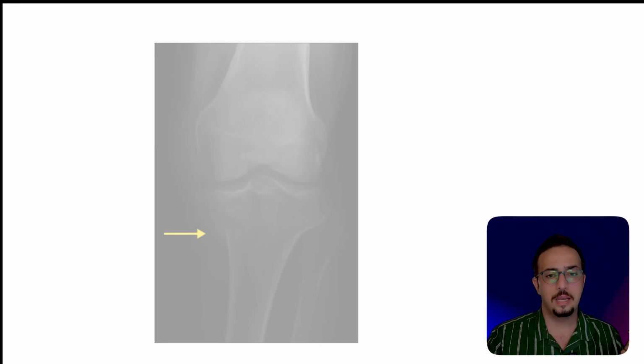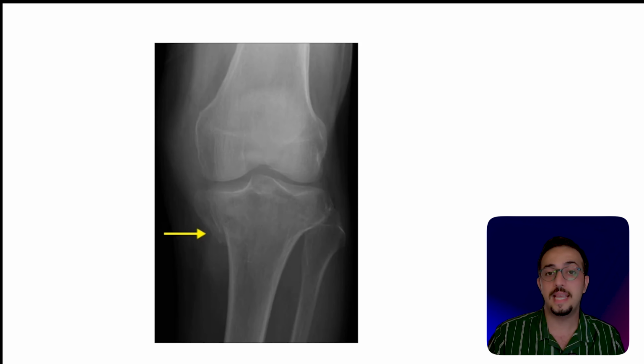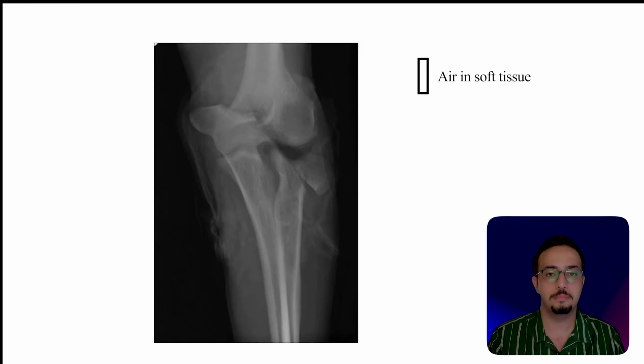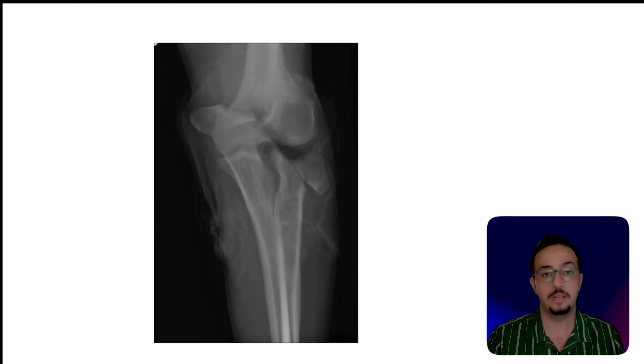Now, here's the deal when we're talking about open and closed fractures. If the skin's not broken, we call it closed. But if there is a tear, it's open, obviously. And if there is air around the break, that's a sign it's open too. This could happen if something sharp pokes through, like a broken bone piece, or if there's been a big injury like getting shot or stabbed. You will see air level in the soft tissue.